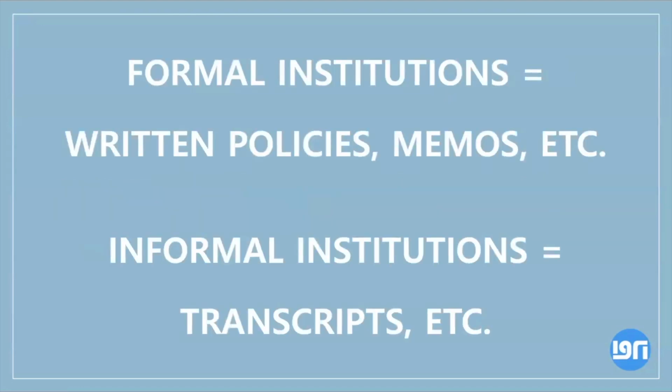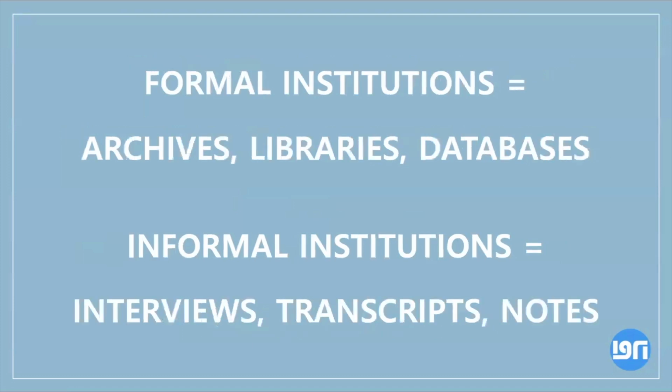What your institutional data looks like will depend on the kinds of institutions that you're studying. If you're studying a formal institution, chances are that you'll be dealing with written policies and other related documents, such as memos. On the other hand, if you're studying an informal institution, then you might instead rely on interview transcripts. The nature of your institutional data will, in turn, impact how you go about collecting it. Data on formal institutions will probably require research at archives, libraries, and/or online databases, while informal institutions may require conducting interviews or gathering transcripts and notes of interviews done by others.